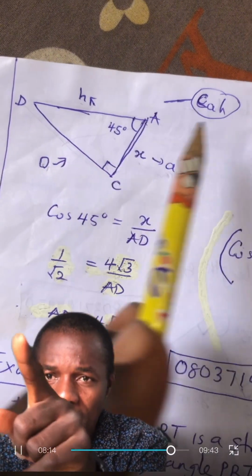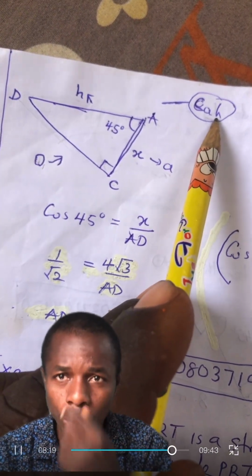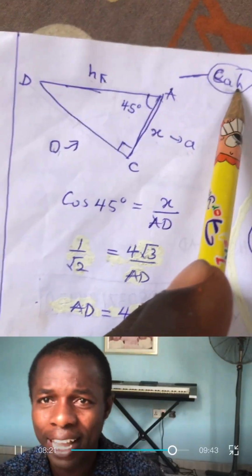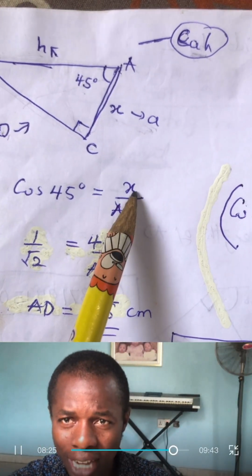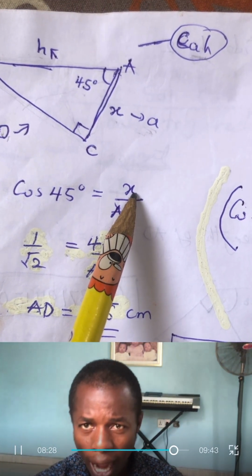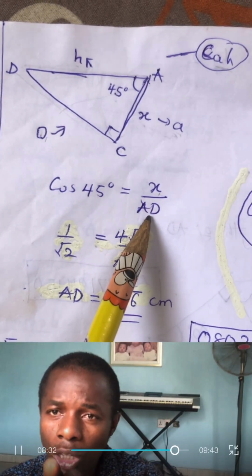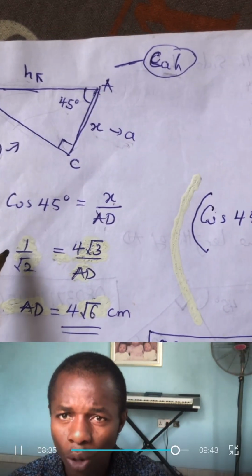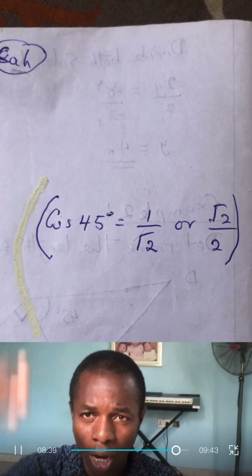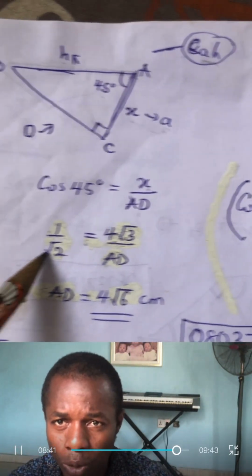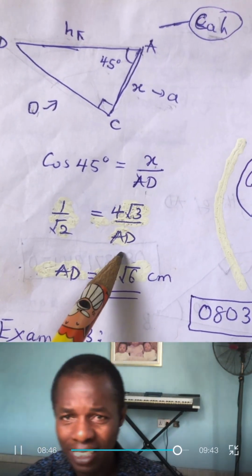So adjacent and hypotenuse, you can get that in cos. It means we are using cos to find the required side, which is line AD. So cos 45 degree is equal to adjacent, x, over hypotenuse, line AD. So cos 45 degree in fraction is 1 over root 2. Even though we can rationalize that, we're not doing that here. We'll explain that later. So I'm using 1 over root 2. It's equal to 4 root 3 over AD.